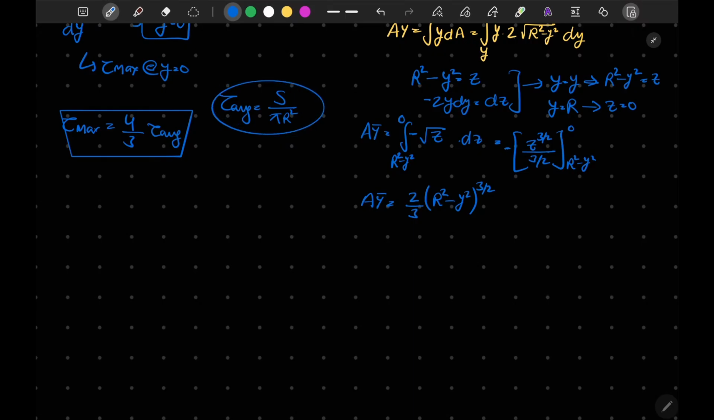Okay, now we have calculated up to here. We can also calculate the location where tau is equal to tau average. If we substitute the values of both, we will obtain that at y dash equal to plus minus r/2, our tau is equal to tau average.